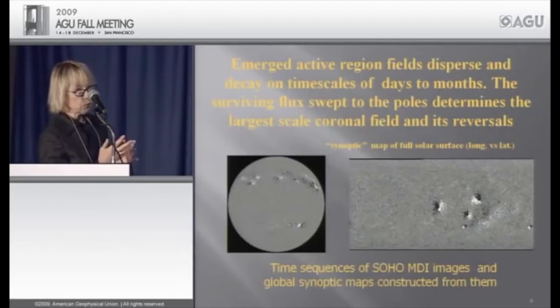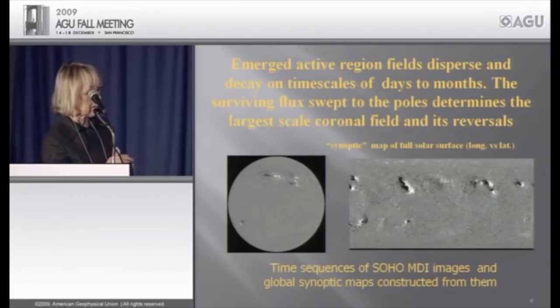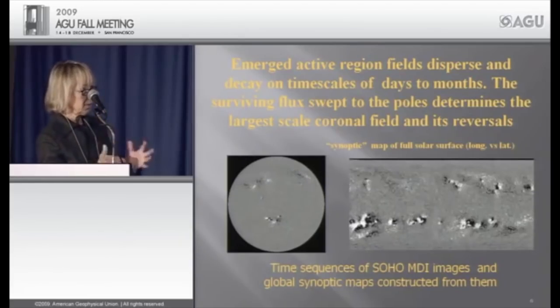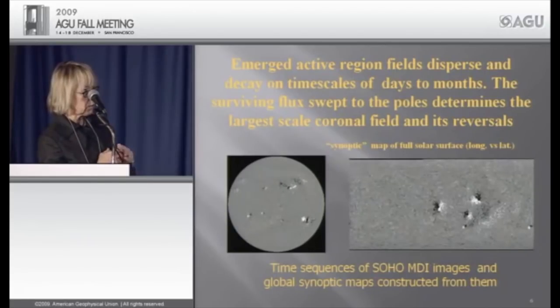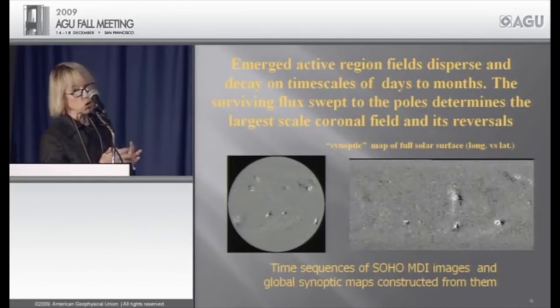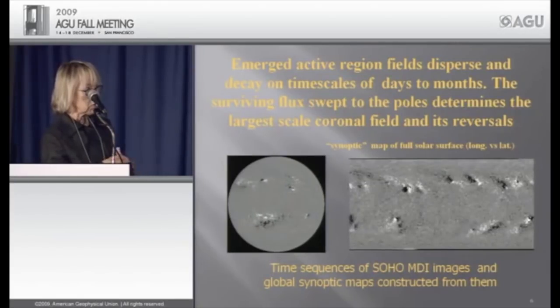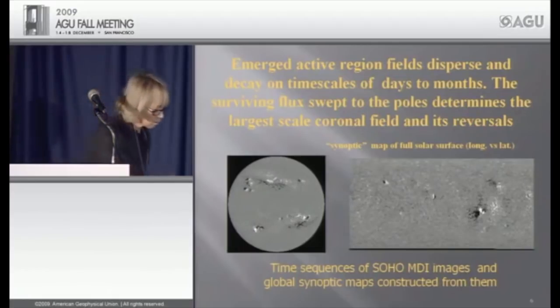Now, these emerged active region fields disperse and decay on the surface of the sun on time scales of days to months. The current understanding is that the surviving flux that's swept to the poles determines the largest scale fields in the corona that affect the interplanetary medium and also are responsible for the polarity reversals that we see.